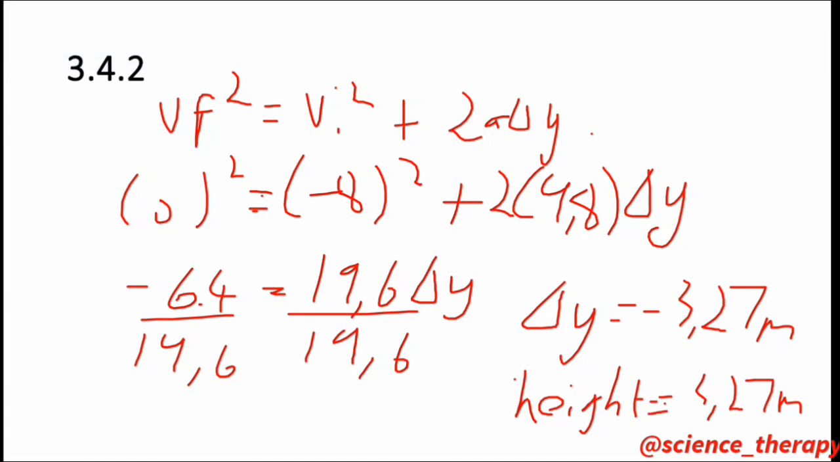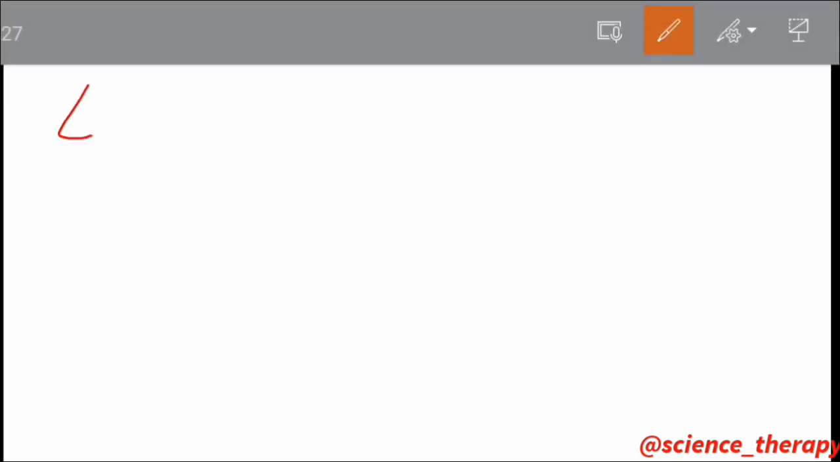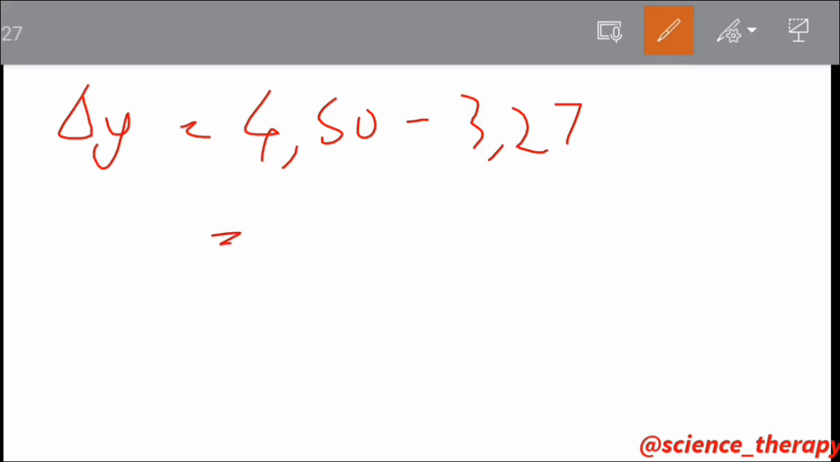So it bounces to a height of 3.27 meters. Now to check the displacement, remember the displacement is just the difference in those heights, right? So our delta y will now be 4.50 minus 3.27. And that will give us 1.23 meters, right? So that's our displacement. It's a change in height.